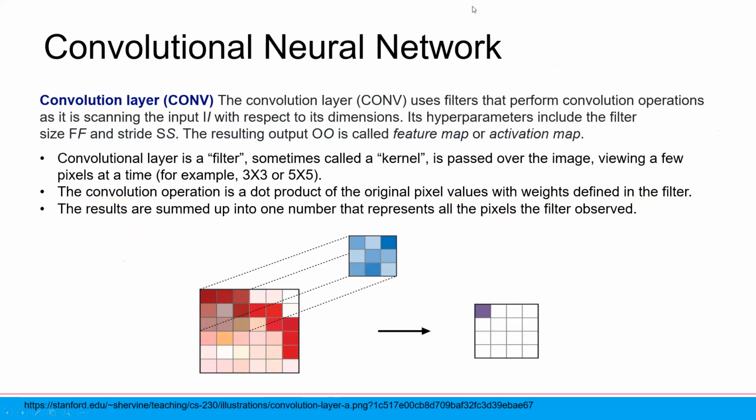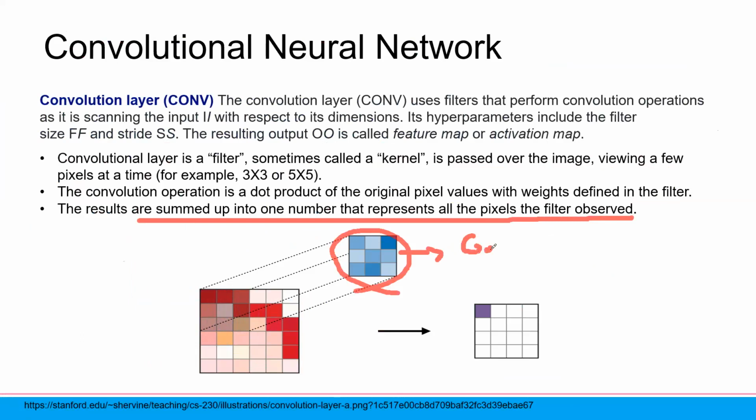The results are summed up into a number that represents all the pixels the filter observed. After we have this, using for example the preview Gx and Gy, we will get a number, and the number will be summed up, and the result will be placed in this new matrix. So that's the idea of the convolutional layer.